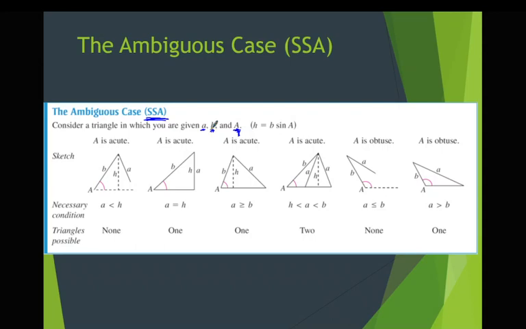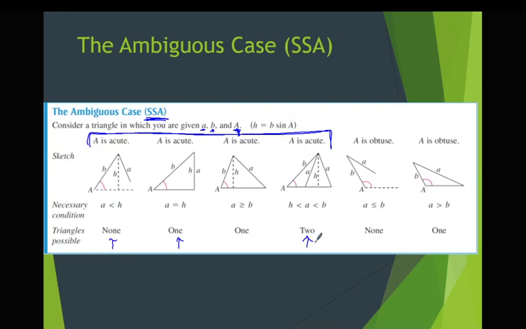So these three right here, four, are if the angle they're given is acute. Okay? So if I'm given an acute angle and two sides, then I can have no solutions, one or two.